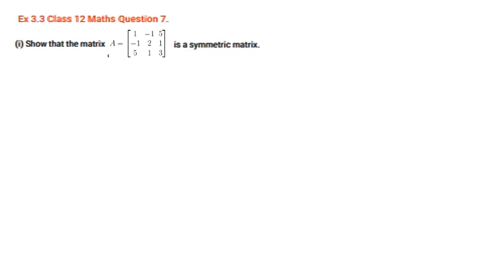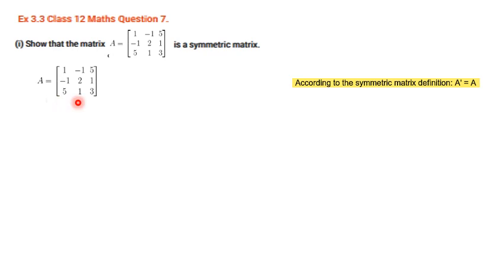Now we will move on to the exercise questions. The first question, that is question number 7 from your textbook exercise. Show that A equal to the given 3 by 3 matrix is a symmetric matrix. So we know the condition of a symmetric matrix. We have to recall it. If a matrix is said to be symmetric, then A transpose should be A. If this condition is satisfied, then we can say that the matrix is symmetric. So we have to write the given matrix. A is equal to the given matrix, that is 1, minus 1, 5, minus 1, 2, 1, 5, 1, 3.